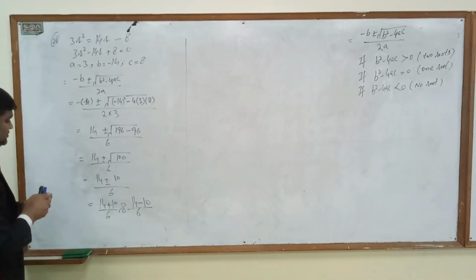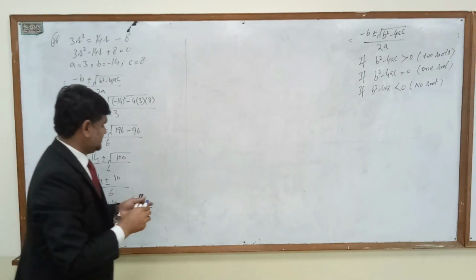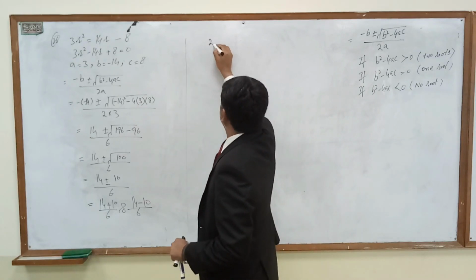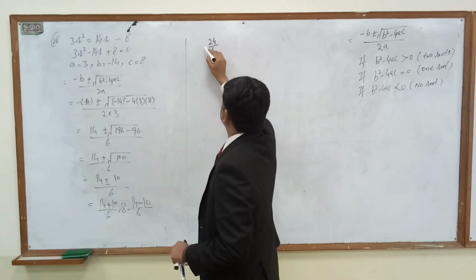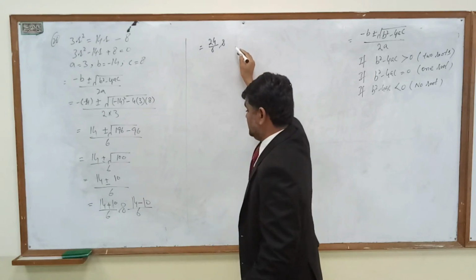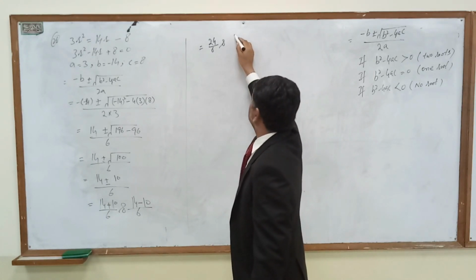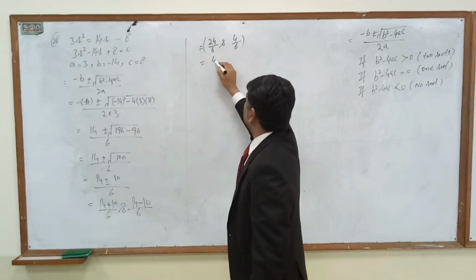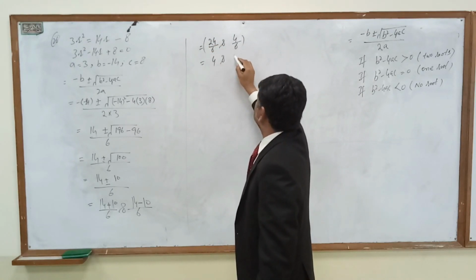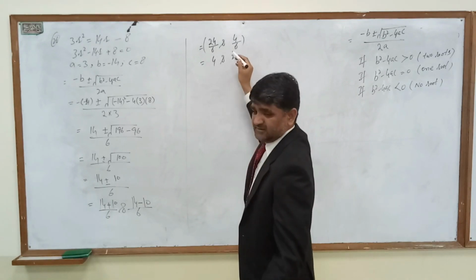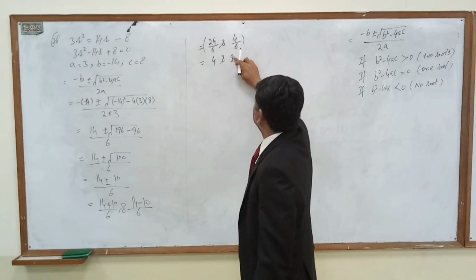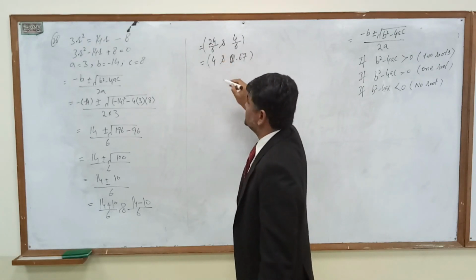So there will be two values. First is 14 plus 10, which is 24, by 6, and 4 by 6. So here it is 4, and 2 over 3. You can simplify it into a decimal: 0.67 is the second value.